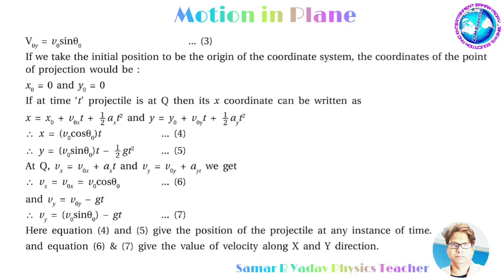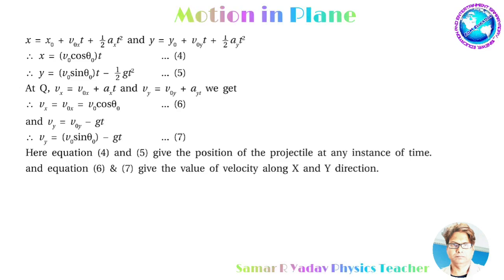At Q, vx is equal to v0x plus ax t, and vy is equal to v0y plus ay t. We get vx is equal to v0x is equal to v0 cos theta 0, equation 6, and vy is equal to v0y minus g t. Therefore vy is equal to (v0 sin theta 0) minus g t, equation number 7. Here equations 4 and 5 give the position of the projectile at any instant of time, and equations 6 and 7 give the value of the velocity along the x and y directions.